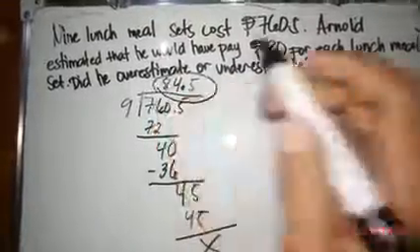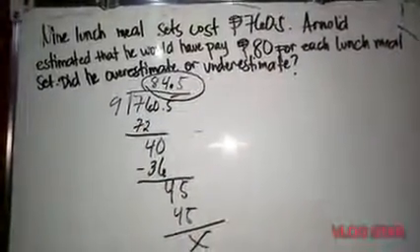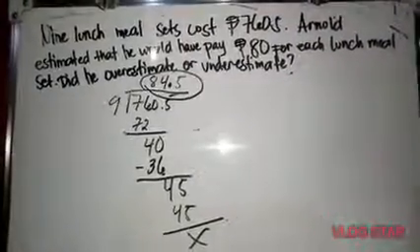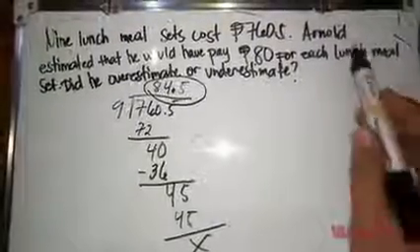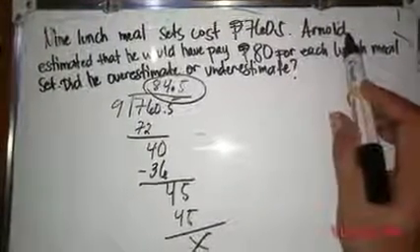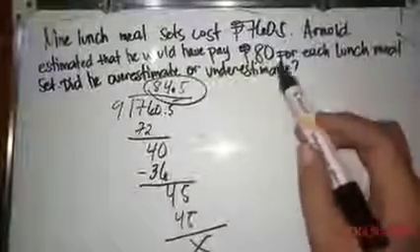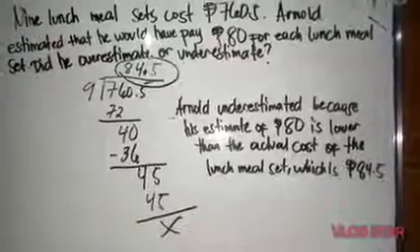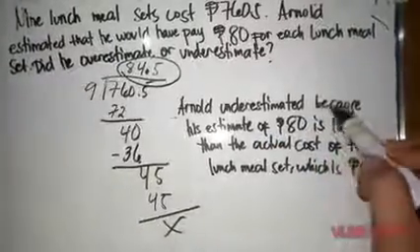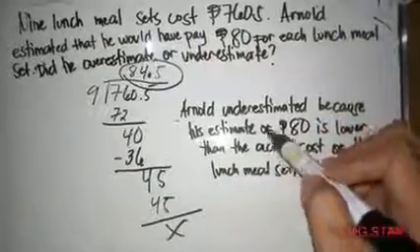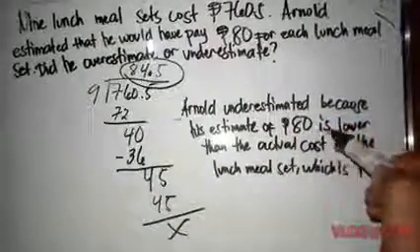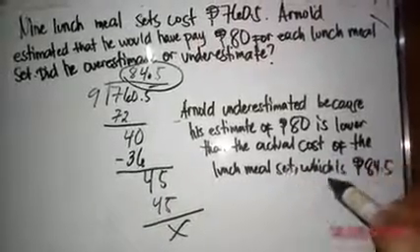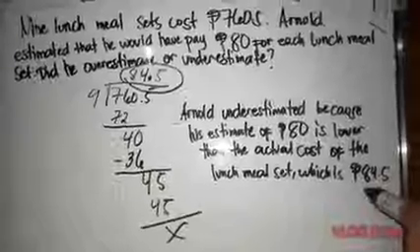So the actual amount of each meal is 84.5. So it means that Arnold underestimated the value of each meal. So Arnold underestimated because his estimate of 80 is lower than the actual cost of the lunch meal set, which is 84.5.